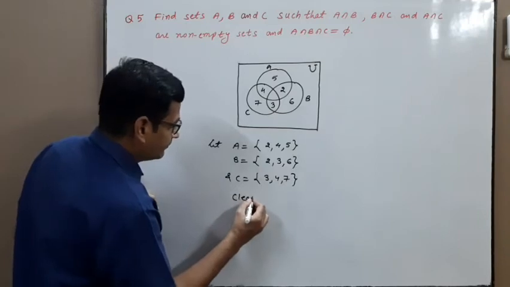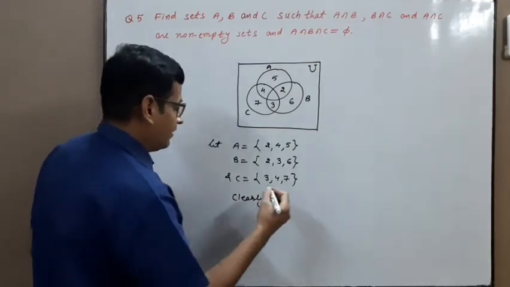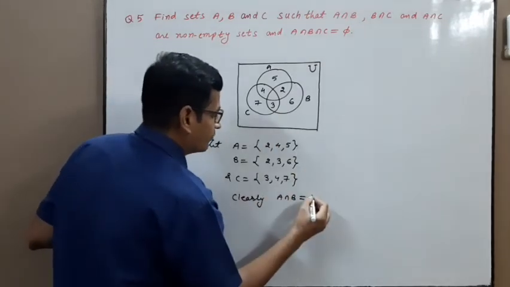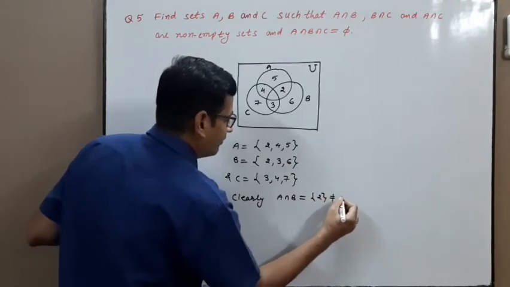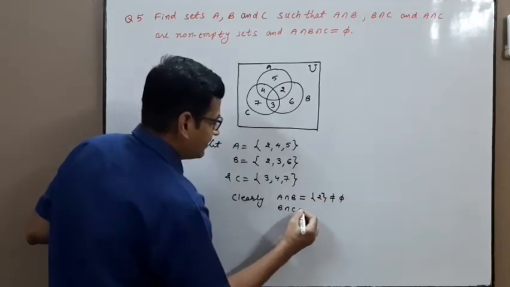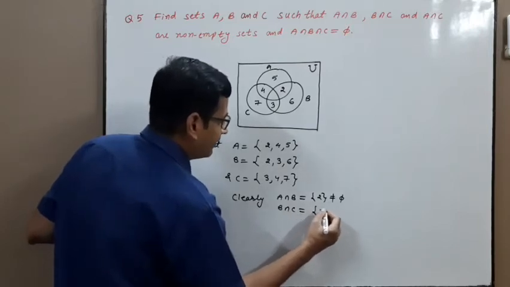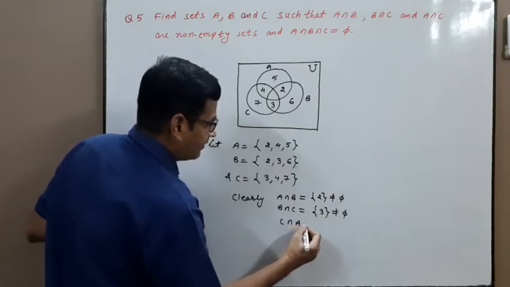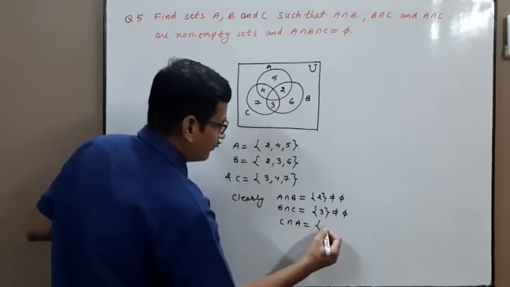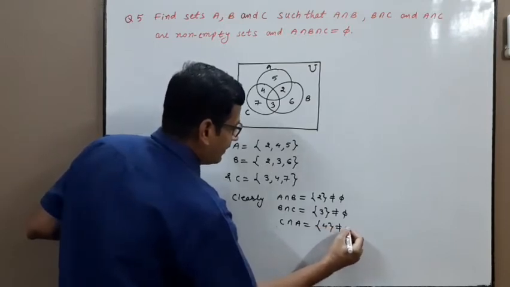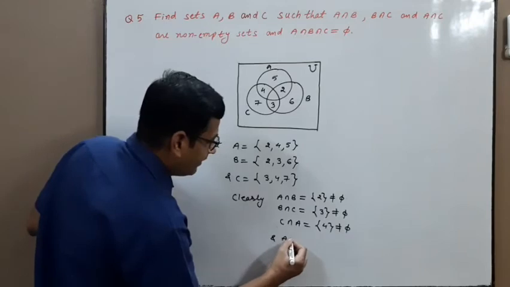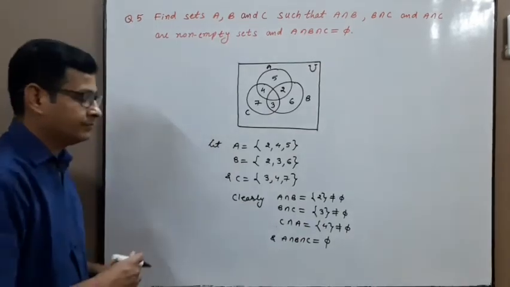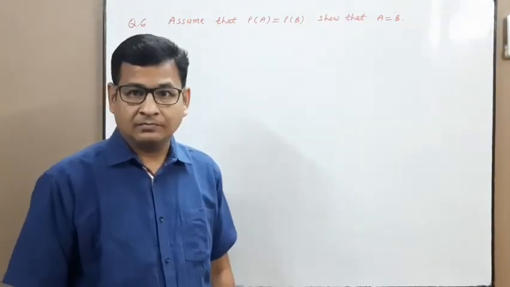Clearly A intersection B is equal to 2, not equal to 5. B intersection C is equal to 3, non-empty. C intersection A is equal to 4, not equal to 5, and A intersection B intersection C is equal to 5. Next problem.